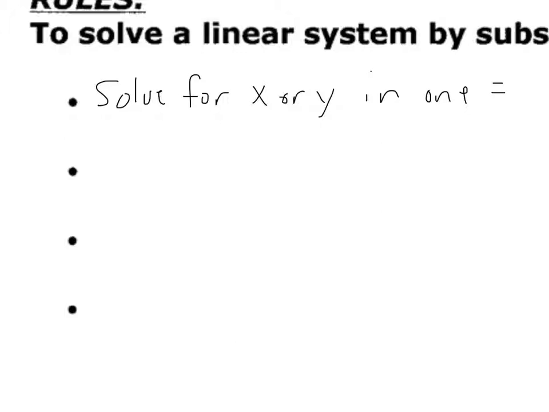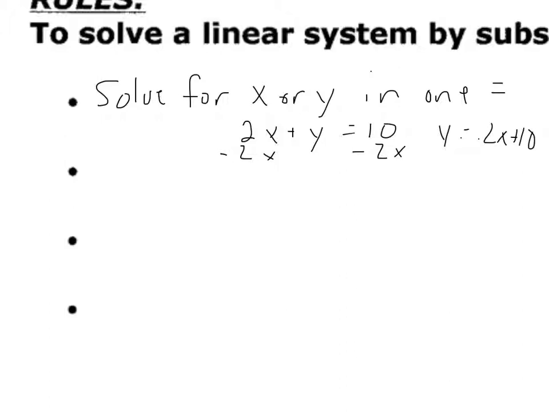So let's say you had an equation like 2x plus y equals 10. Well, you'd want to solve for y or x. Let's just solve for y in this case. Subtract 2x on both sides, and that gives you y equals minus 2x plus 10. So that is how you would solve for y or x. That's what I mean by that.